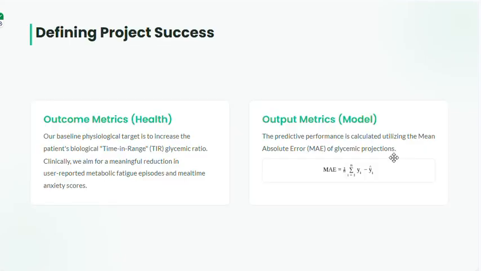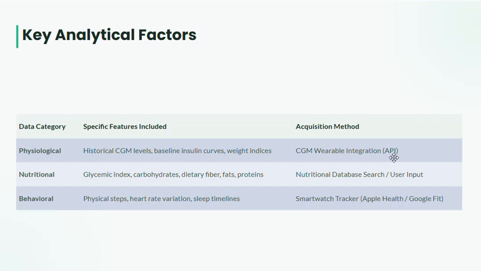There are two definitions for defining the project success in this module. These are the outcome metrics, which is reciprocated to health, and the other outcome metric is model health. So the baseline is that we should be able to increase the time in range, which is a biological element regarding the glycemic ratio. The metric regarding the model performance will be based on the mean absolute error. Following are the key factors.